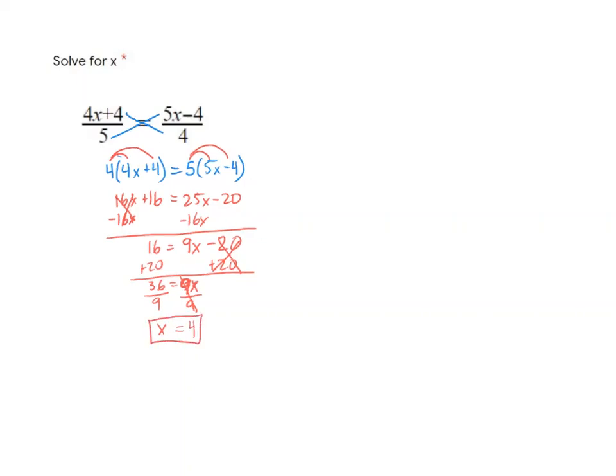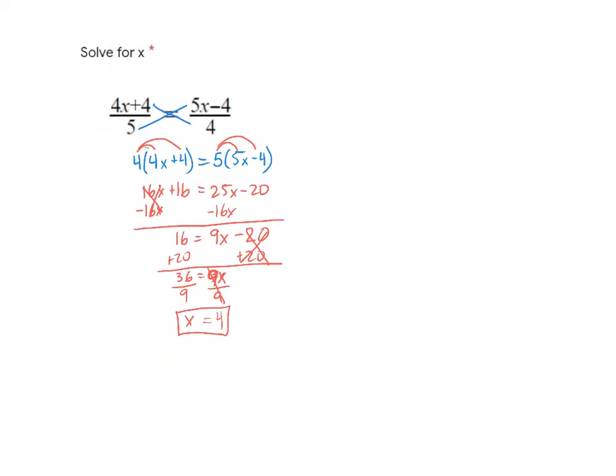Now, just like with many of the previous questions, you can check that. You can put the 4 in and show that it actually gives you the same value. So let's go ahead and try that. We're going to go 4 times x plus 4 over 5 equals 5 times x, which is 4, minus 4 over 4. So 4 times 4 is 16, so 16 plus 4 over 5. And then 5 times 4 is 20, minus 4 over 4. And 16 plus 4 is 20 divided by 5. 20 divided by 5 is 4. 20 minus 4 is 16. Divided by 4 is 4.